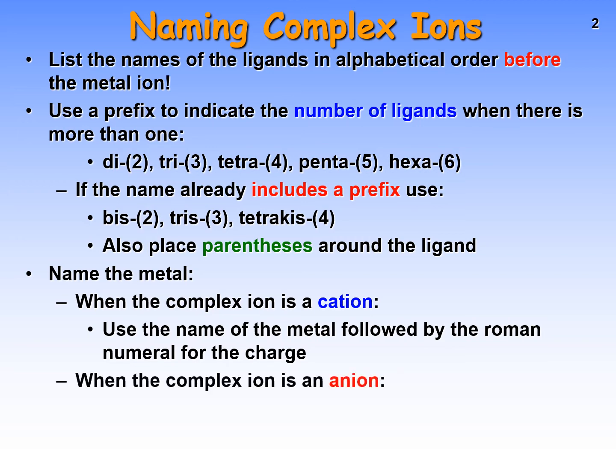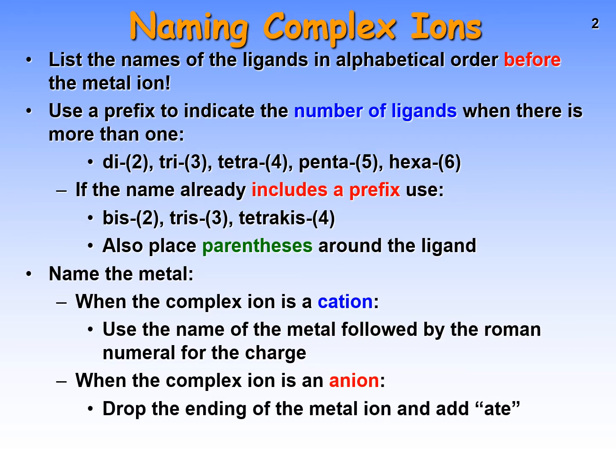However, if the overall complex has a negative charge, i.e. is an anion, then we have to change the ending of the metal ion's name to ATE. So for instance, in this scenario, chromium, if it was a negatively charged complex ion, would be chromate. And then probably like 3, right? So we just change the IUM to ATE if the overall complex has a negative charge.